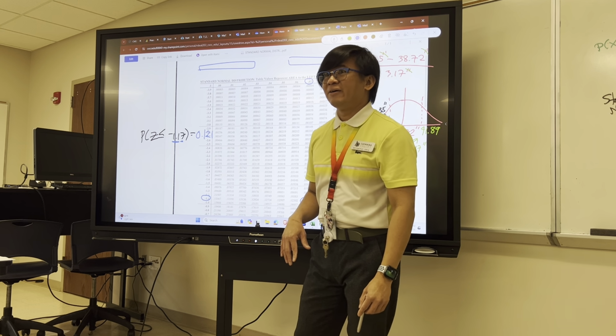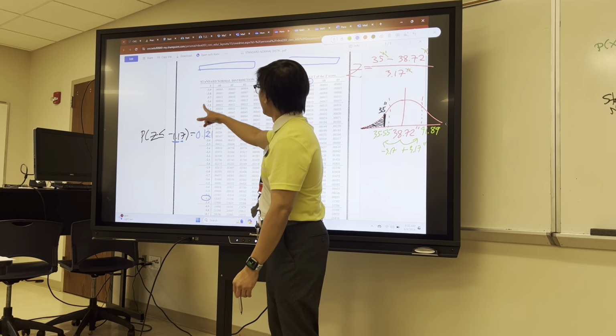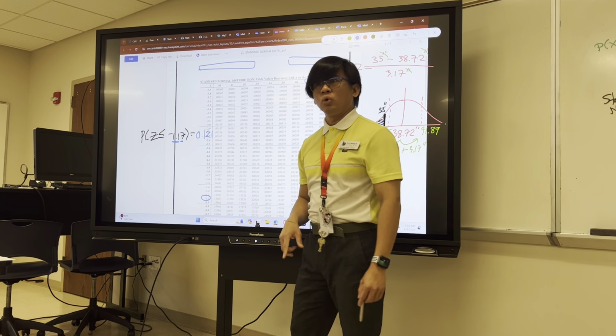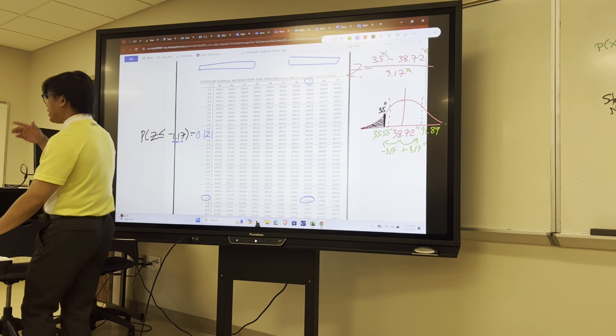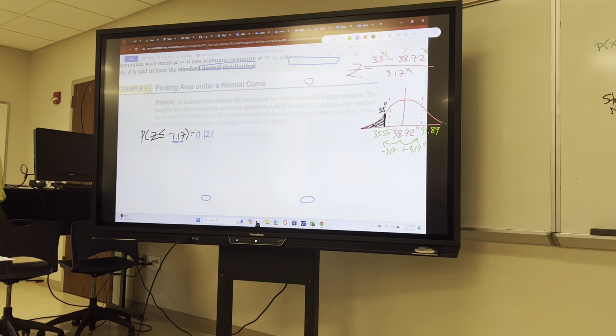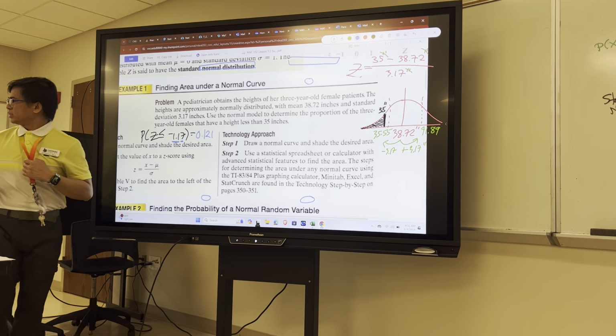Okay. Verify negative 1.17, and that's 0.121. Now, what is the interpretation of that one? That's that 0.121. Let's go back in here and give some analysis regarding that. What does it mean?